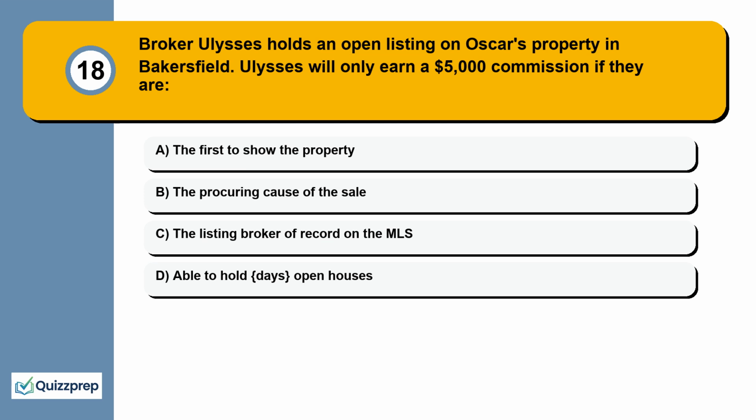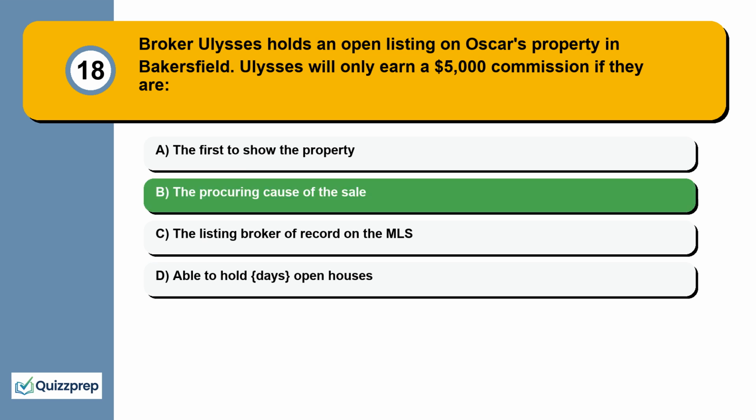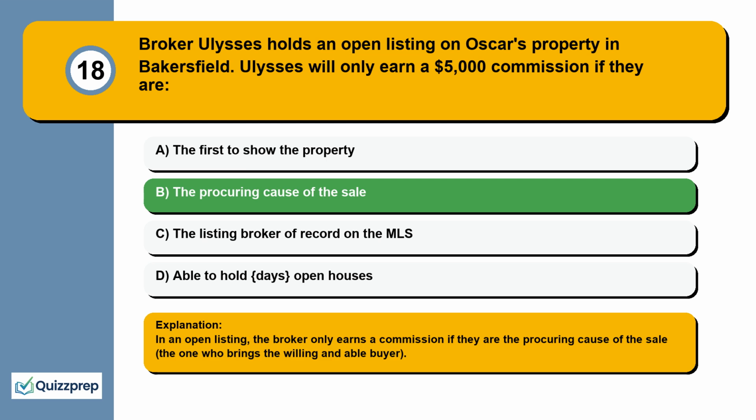Question 18. Broker Ulysses holds an open listing on Oscar's property in Bakersfield. Ulysses will only earn a $5,000 commission if they are the first to show the property, the procuring cause of the sale, the listing broker of record on the MLS, able to hold open houses. In an open listing, the broker only earns a commission if they are the procuring cause of the sale, the one who brings the willing and able buyer.